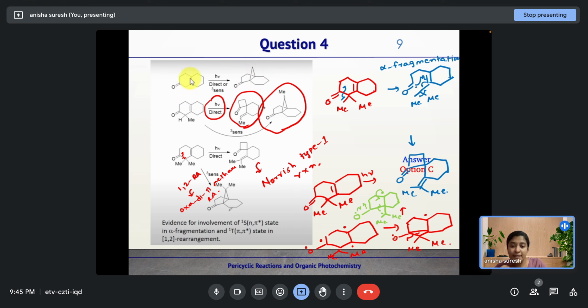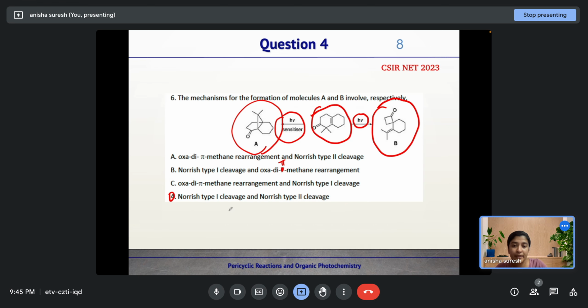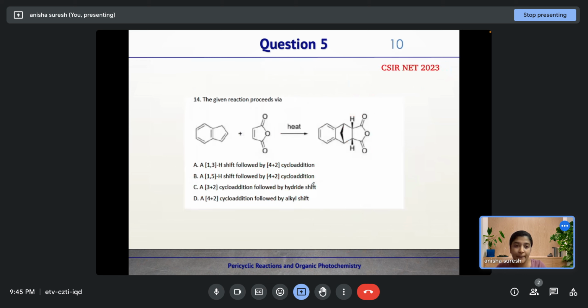So the right option is option C, that is oxa-di-pi-methane rearrangement and Norrish type 1 cleavage. Now coming to the next question, question number 5. The given reaction proceeds via. So this is our starting material. Upon heating, it will give this product. So first what has taken place and next what will be taking place.